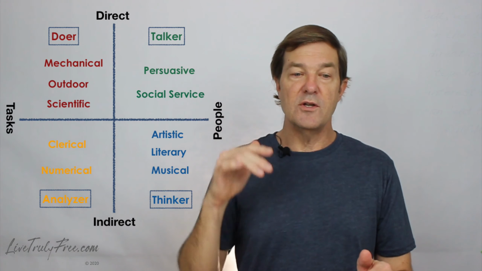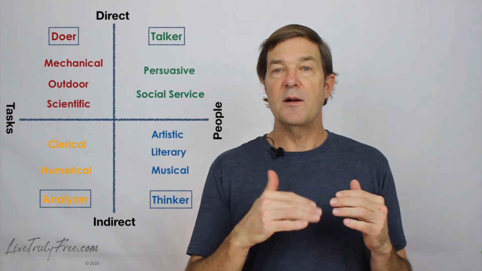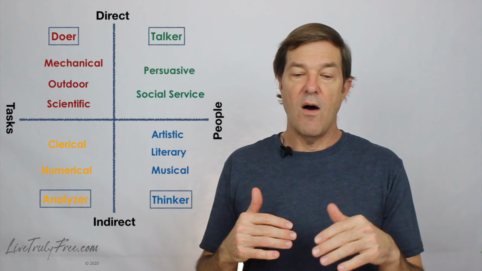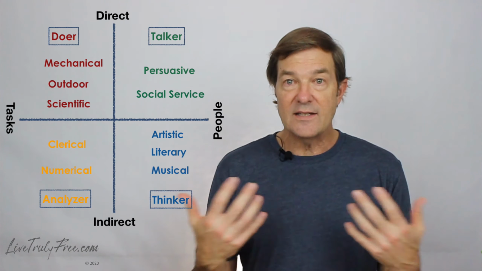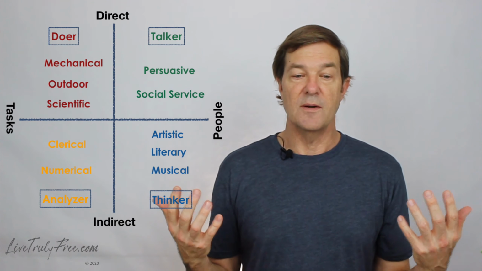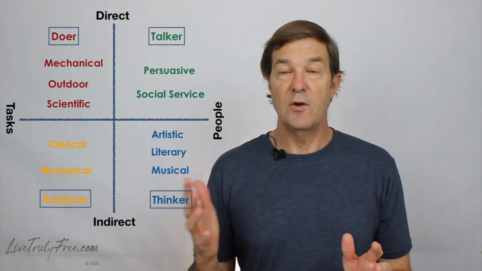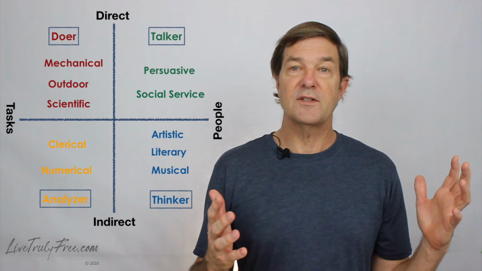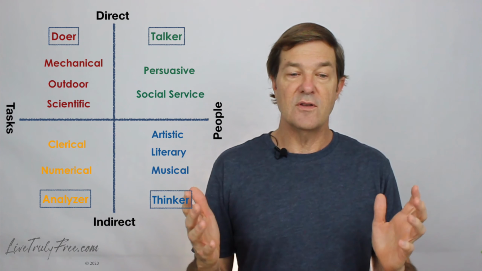So at the top of the grid, you see direct. That's direct communication. And at the bottom of the grid, indirect communication. So the interests in the bottom half are interests that are less direct in their communication. And if you go to the right side of the grid, it's people. You're more people-oriented. And if your interests are more on the left side of the grid, you're more task-oriented. Okay? So that kind of gives you the dynamic.